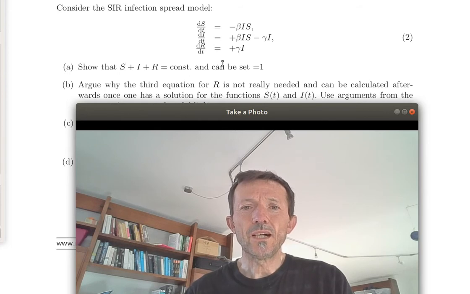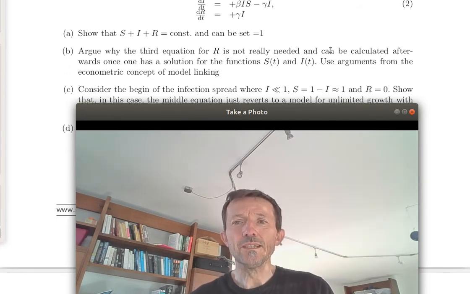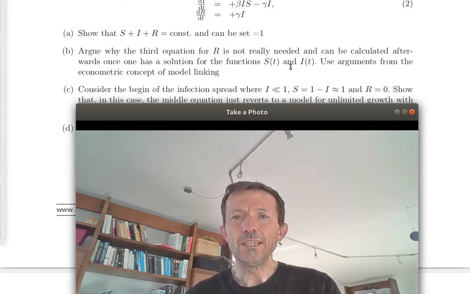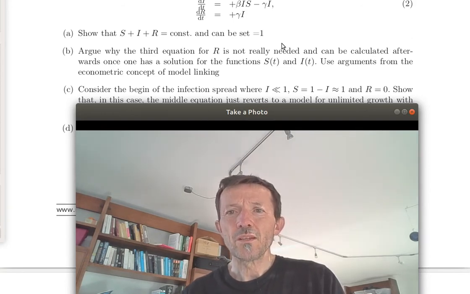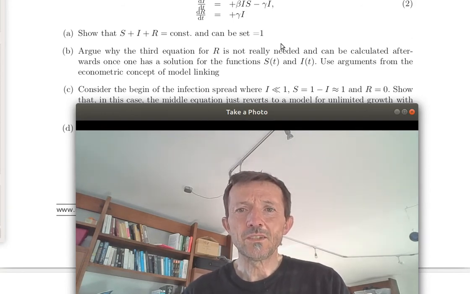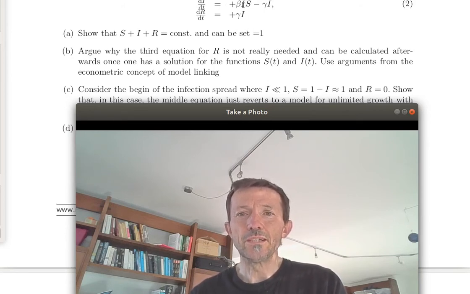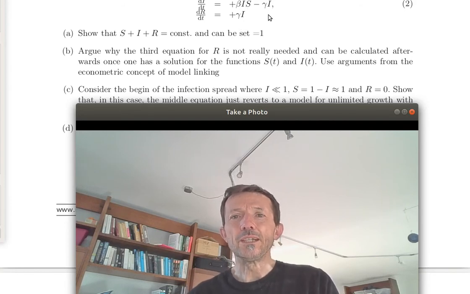So now we argue that the third equation for R is not really needed and can be calculated afterwards. How can we see this? Here we just check if this equation with this model suits the general concept of econometrics. It means normal model, linked model, chained model, and feedback model. And here we see that it's basically a model chaining.